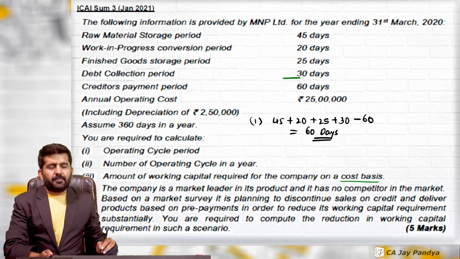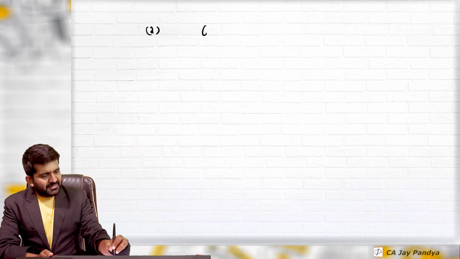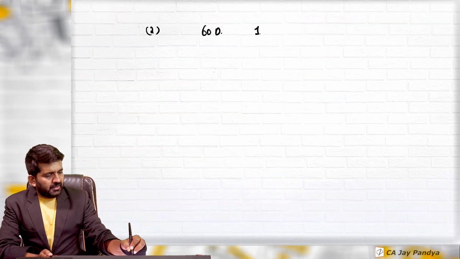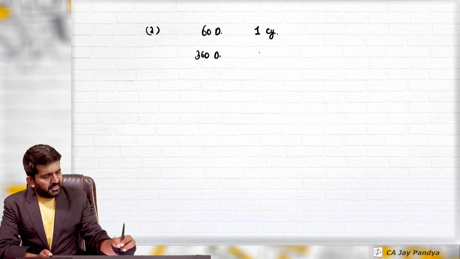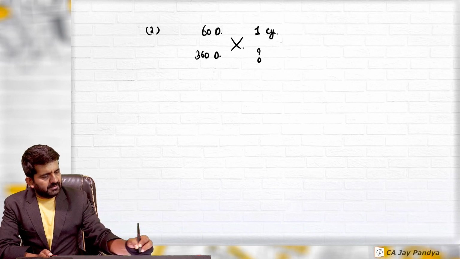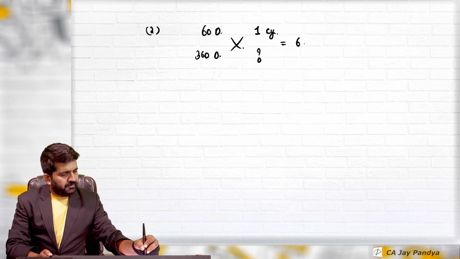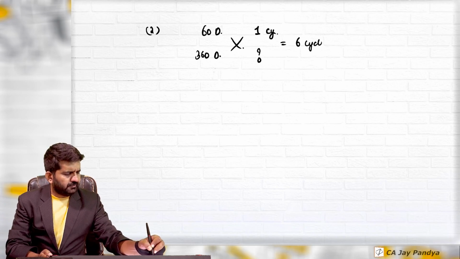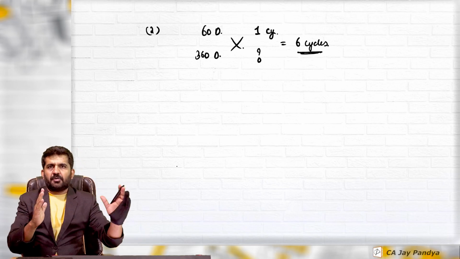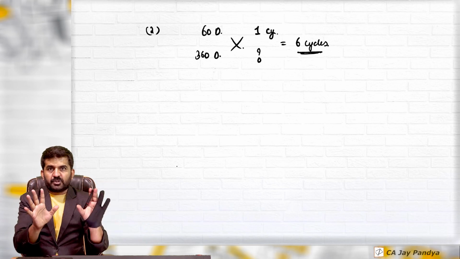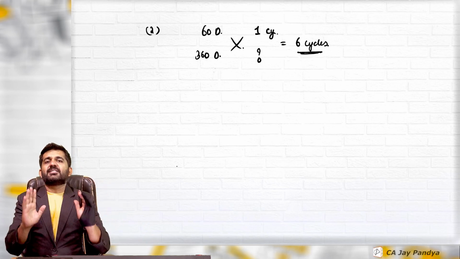Number of operating cycle in a year. 60 days is 1 cycle. In 360 days, there will be how many cycles? Which will be 6. So cash will go out, cash will come in, cash will go out, cash will come in, 2 cycles, cash will go out, cash will come in, 3 cycles. This will happen 6 times in a year.